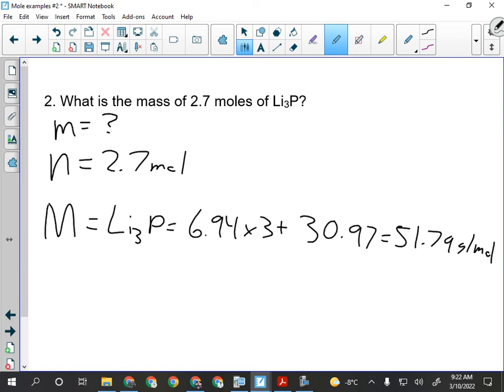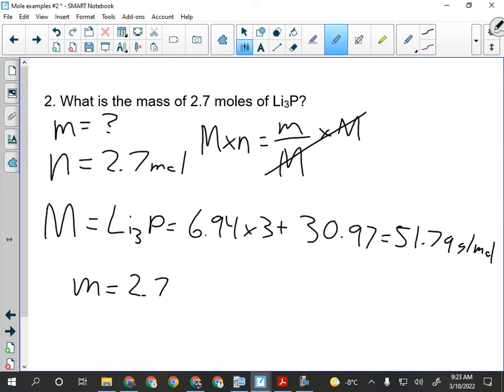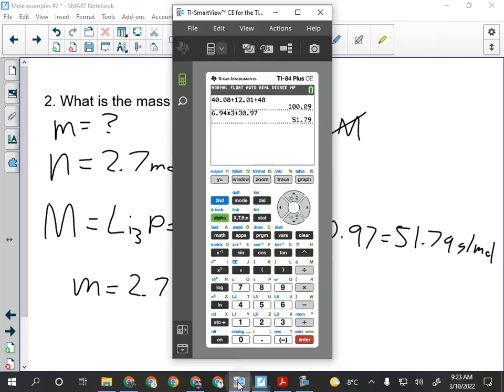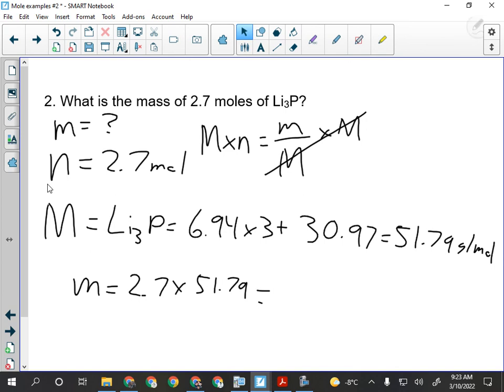Now I have to use the mole equation, n equals little m over big M, but I've got to solve for little m, which means I've got to move big M. I'm dividing by big M right now, so to move it, I do the opposite. What I do to one side, I do to the other, and now I've manipulated my formula for little m. So mass will equal 2.7 moles times 51.79 grams per mole, and we're looking at 139.83 grams.